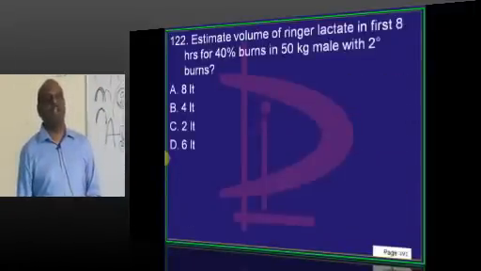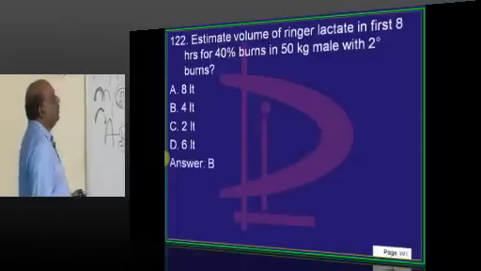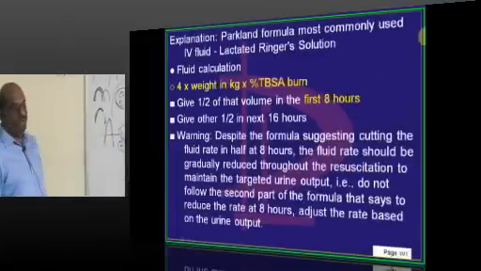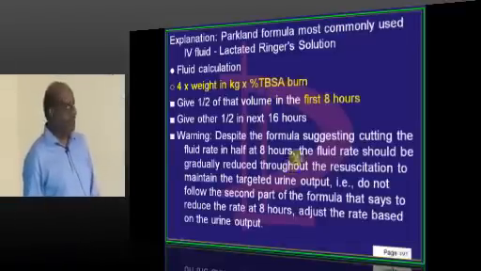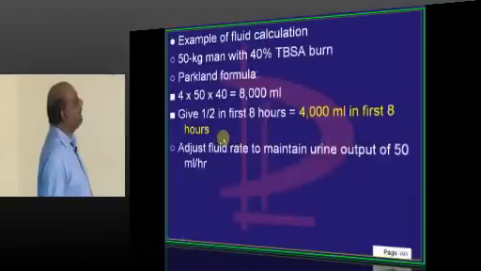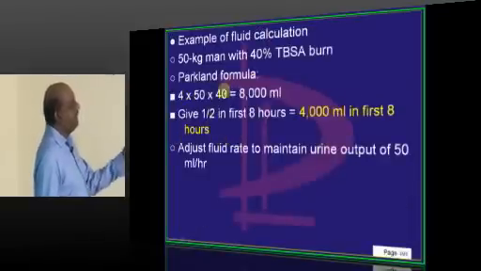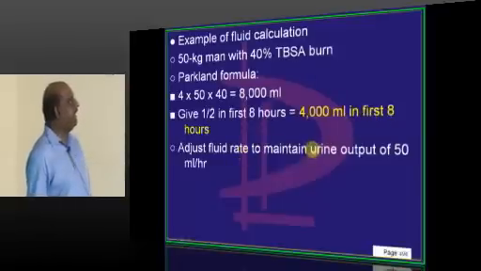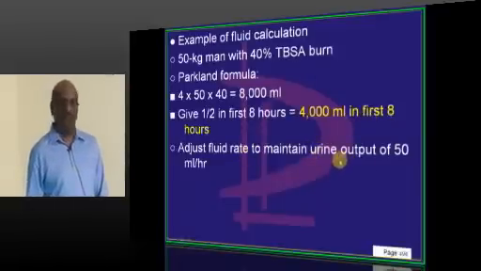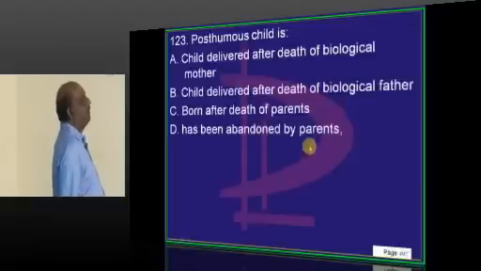Oh, this is one of the favorite areas. So you should be quite sure: 4 into weight in kg into percentage of the burns. So please calculate here, how much is it? 4 into 50 into 40 is 8000 ml. Give first half in the first 8 hours and the remaining based on the urine output.